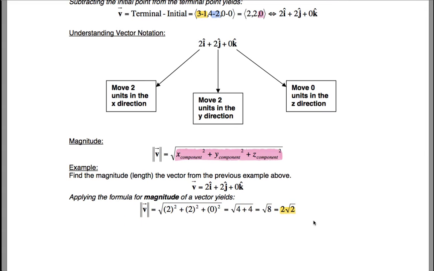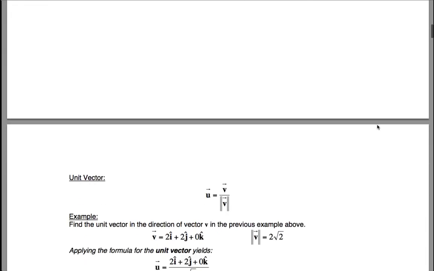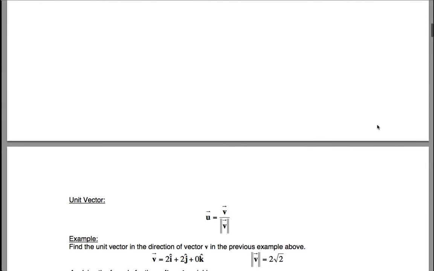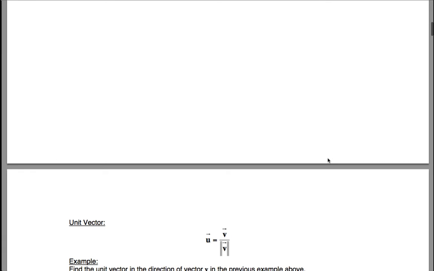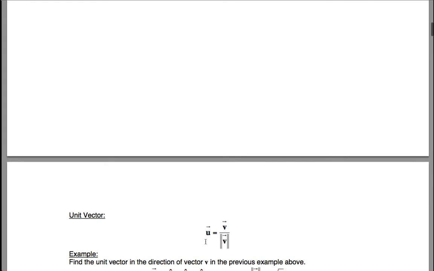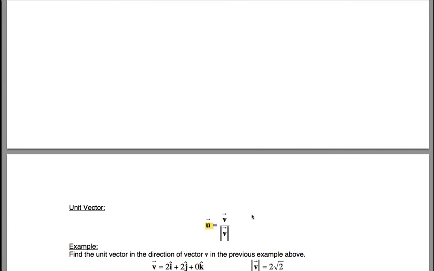Okay. All right, let's go down a little bit. What's a unit vector? Well, if you remember, I told you vectors have two things. They have direction and magnitude. When you take away the magnitude and give it a distance of 1, it then becomes a unit vector, U.